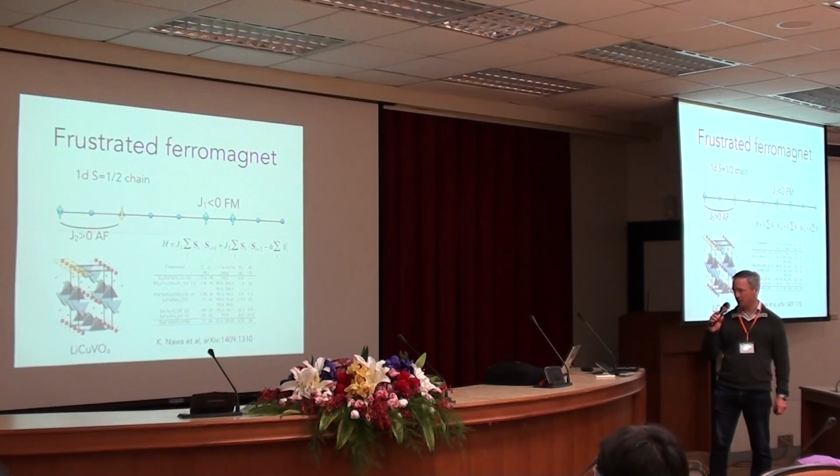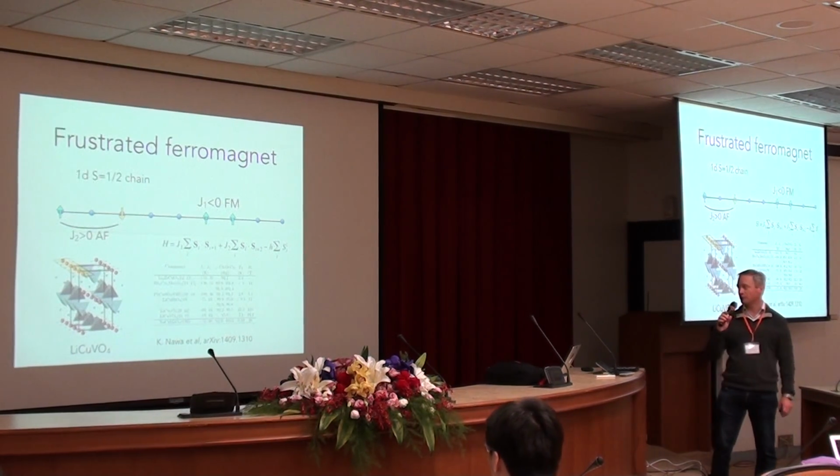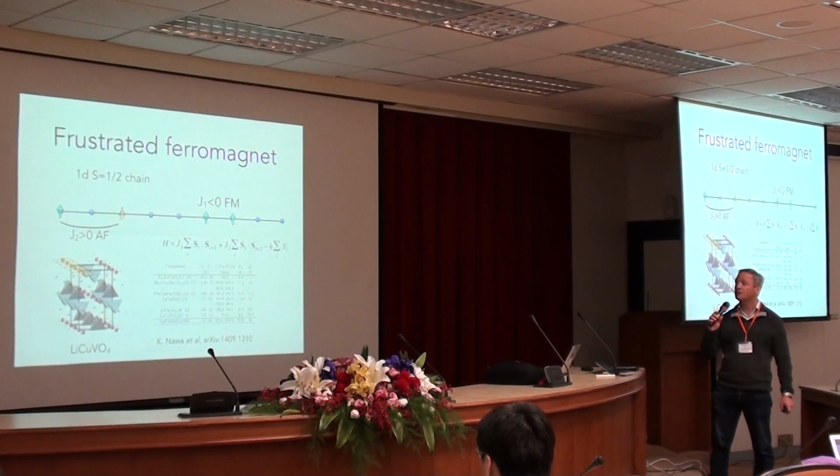Okay. So let me start by introducing a very simple model. So as I said, this is a model for an insulator. It's a purely spin Hamiltonian. Consider spin-1/2 spins on a one-dimensional chain.